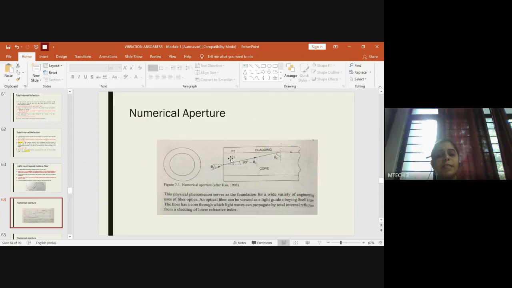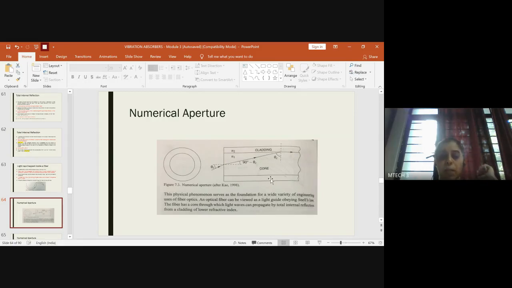So the refractive index N1 of the core will be more in comparison to that of the cladding, because the core will be more densely packed than the cladding. But both will be made up of glass, which is transparent enough to visualize how the rays are incident and reflected. Okay, so this is the physical phenomenon. How does it operate in the use of fiber optics?